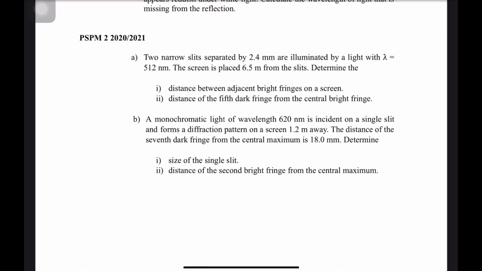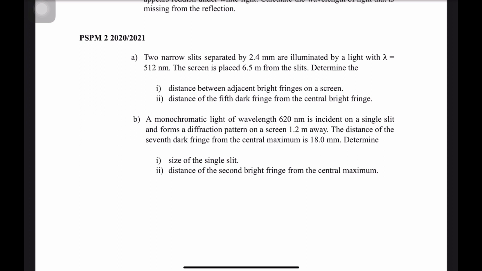Okay, for this one, 2 narrow slits separated, this one is Young double slit. And then distance between the edges and bright fringes on the screen, that one is delta Y. Distance of the 5th dark fringe. So they give you the 5th dark fringe, so you have to be careful. 5th means M is equal to 4. But they want you to find distance, right? So I strongly suggest you draw the pattern first so that you can see clearly how to solve it.